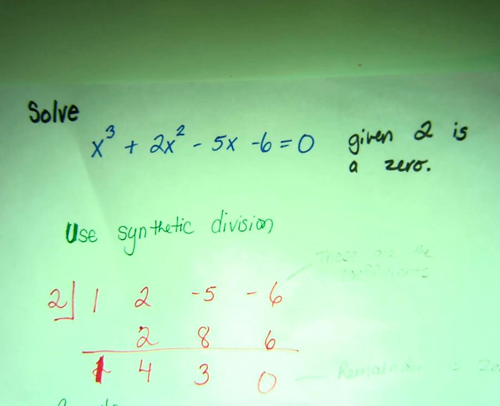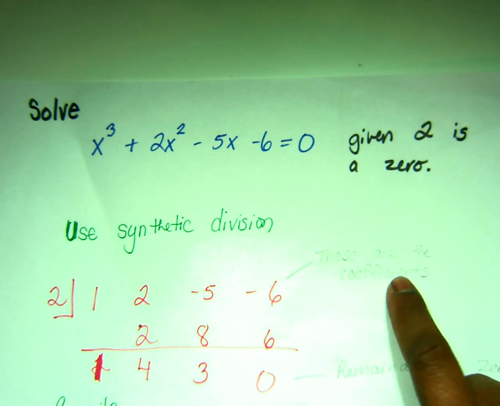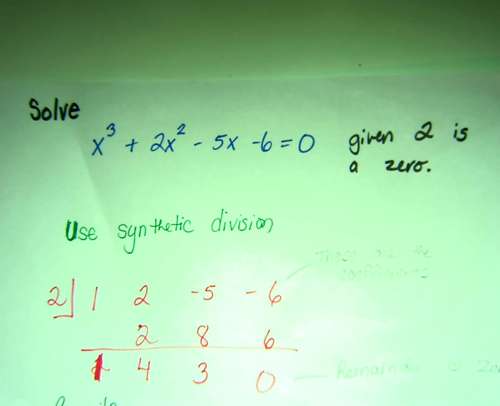When you do the synthetic division, you're going to be using coefficients. You probably can't see that, it's kind of light right there, but you're using the coefficients of 1, 2, -5, and -6. These numbers represent right here. And the 2 was a given zero.